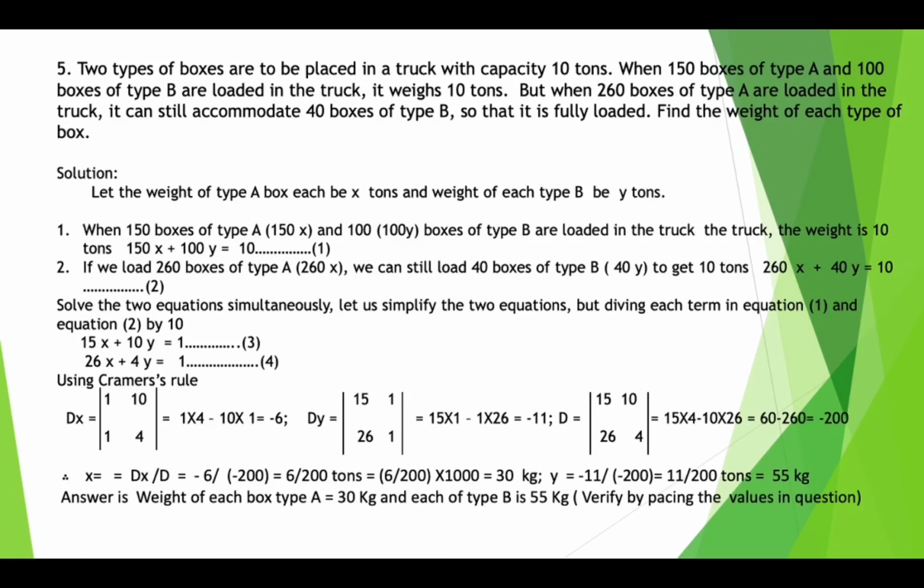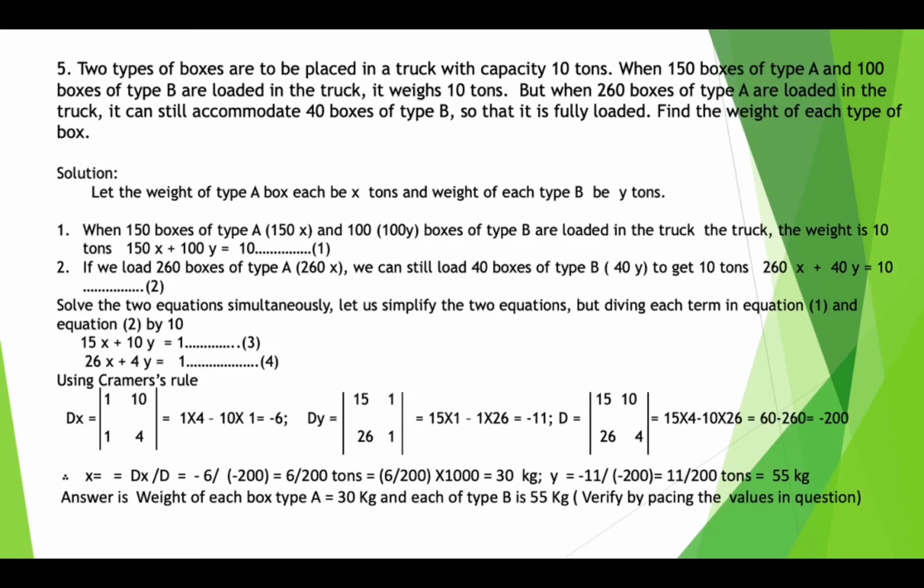Two types of boxes are to be placed in a truck with capacity 10 tons. When 150 boxes of type A and 100 boxes of type B are loaded in the truck, it weighs 10 tons. But when 260 boxes of type A are loaded in the truck, it can still accommodate 40 boxes of type B, so that it is fully loaded. Find the weight of each type of box.